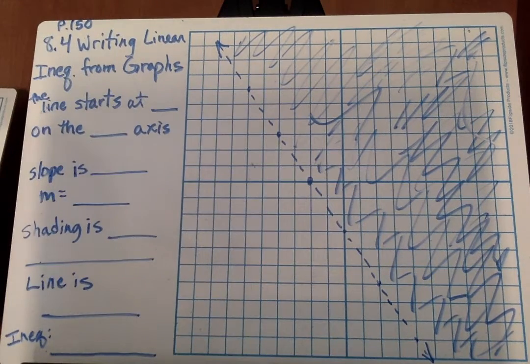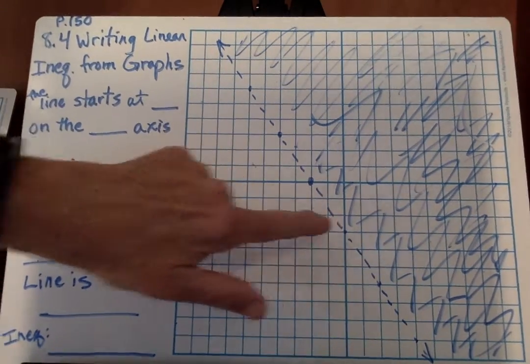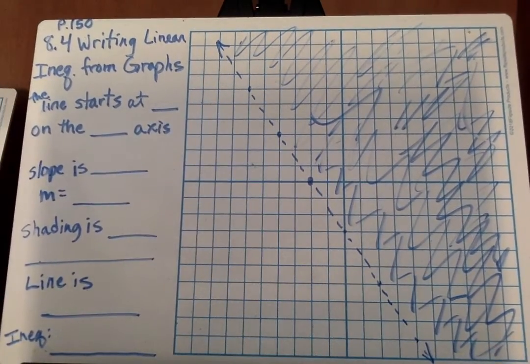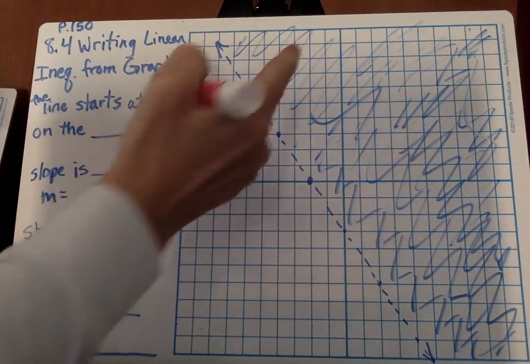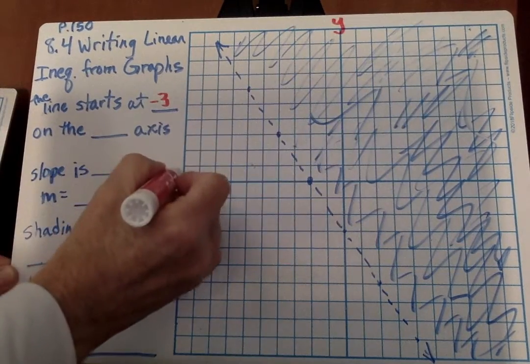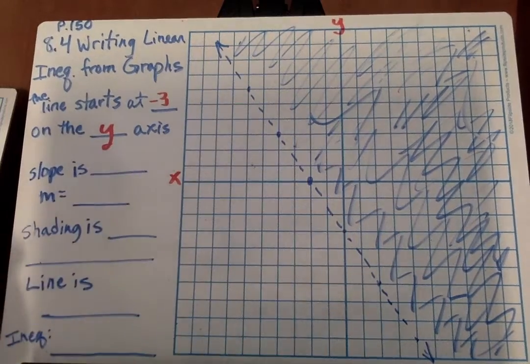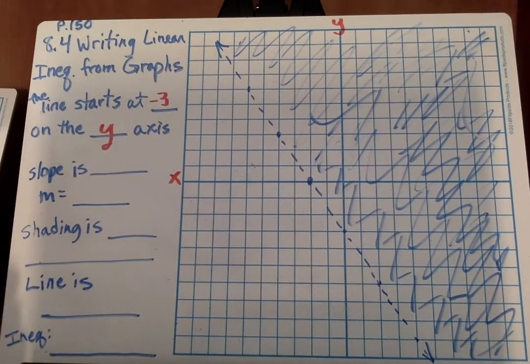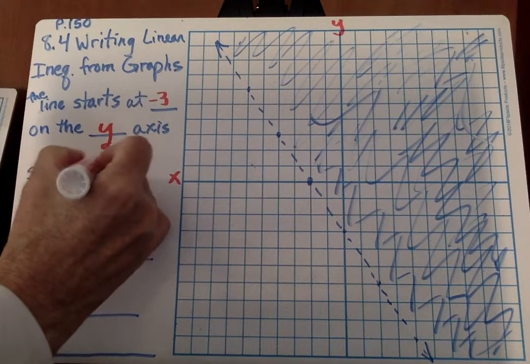And we start out with saying the line starts where? Starting point is right there. It starts at -3. And this is the y-axis. Remember, this one's y, this one's x. So it starts on the y-axis. The slope is what? Going downhill and to the right, the slope is negative.